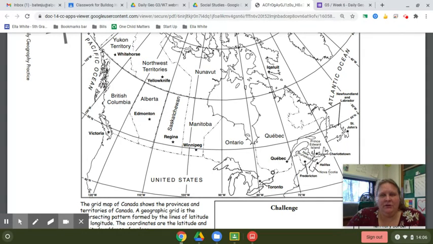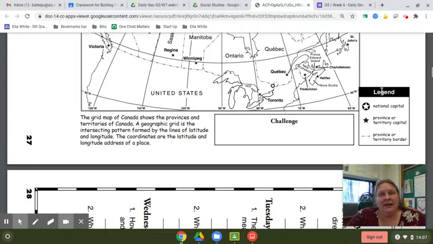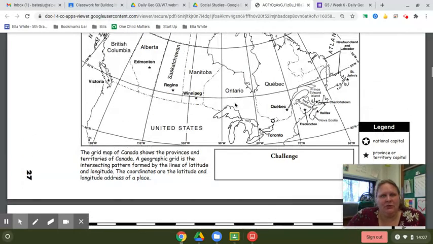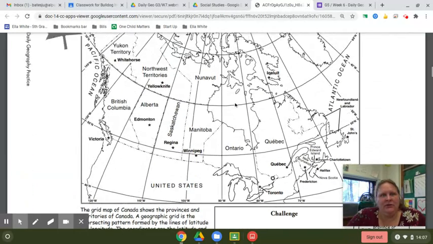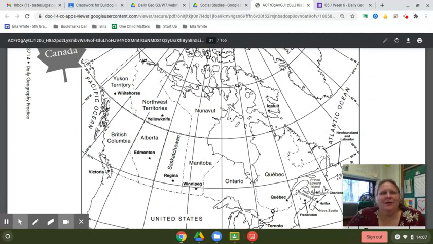Now, don't get confused by the stars. Remember, we have to use the legend here, and the legend tells us that the star is a province or territory capital. So the capital of Yukon Territory is what? Whitehorse, because there's a star right there.